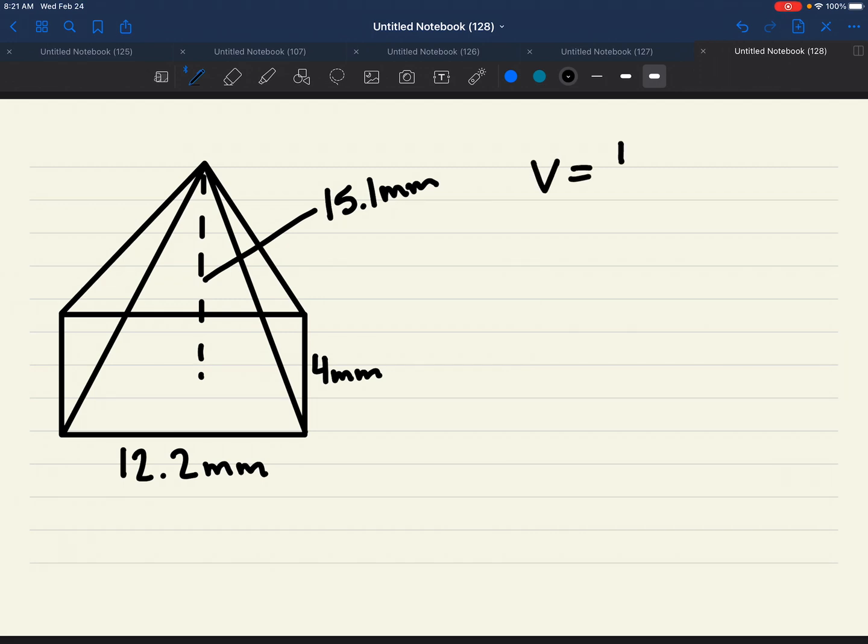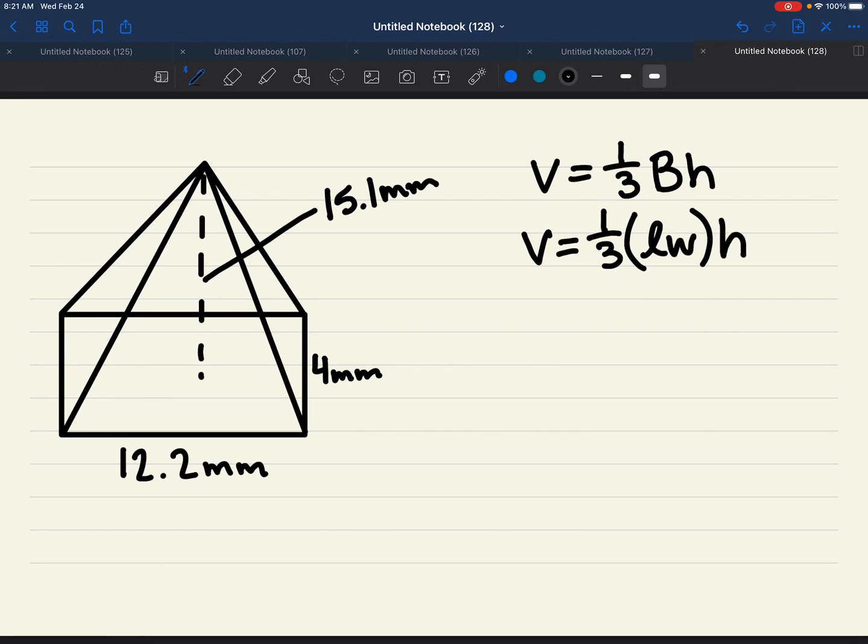V equals 1/3 capital B. Okay. Now, the thing is here, capital B stands for what? The area of the base. So how do I find area of a rectangle? Say it, Vic. Length times width. Okay? So on this one, you have to replace it because what if the base was a triangle?